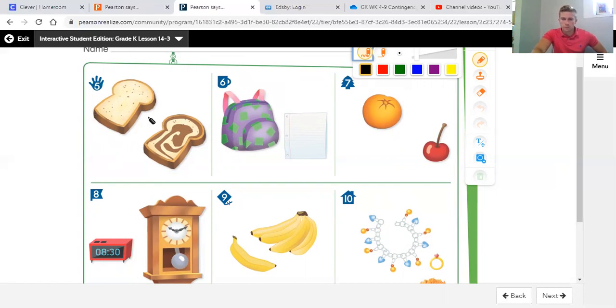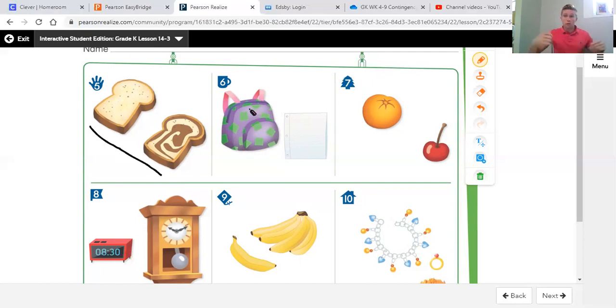These 2 pieces of bread, which one weighs more? Well, to me, they look the same. I don't know about you, but I think they look the same, so I'm going to underline them, okay? What about a backpack? If you had on your backpack and then you had 1 piece of paper, which one weighs more? Which one is heavier? If I picked up my backpack and I picked up 1 piece of paper, would they be the same? No. Which would be heavier? The backpack, right? And the paper would be lighter, so we put an X on it.